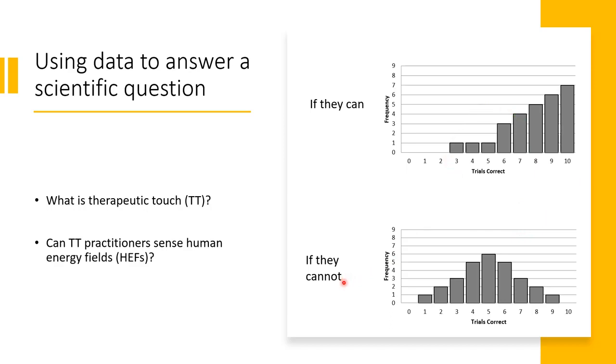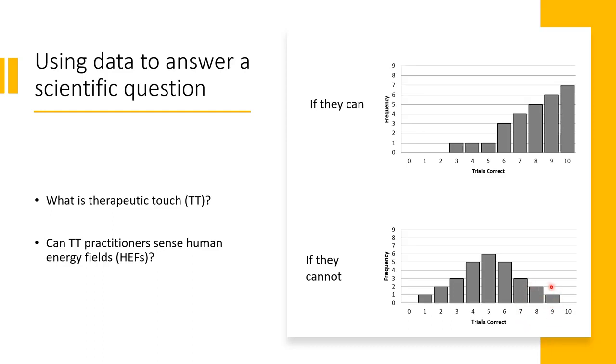However, if they cannot sense human energy fields, you might expect a curve that looks more like this one, where most of the answers are in the middle. This would be suggestive evidence that they can't really sense human energy fields. They're just guessing. Now, why are some people doing really well in this theoretical data set?